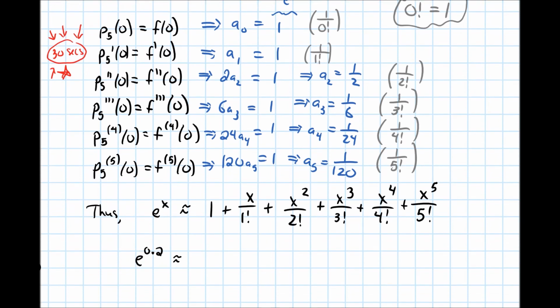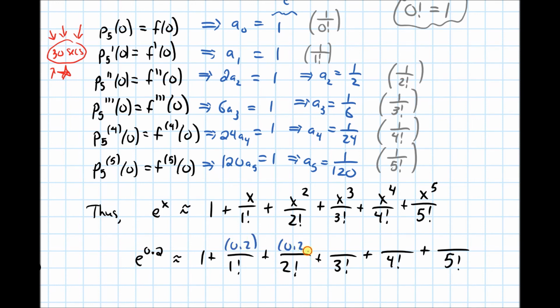So if we plug 0.2 into this, let me just go ahead and copy down all the denominators. So all the denominators, let's just write these quickly. And then let me go ahead and plug in 0.2 into the numerators. So this is going to be 0.2. This will be 0.2 squared. This will be 0.2 cubed, 0.2 to the 4th, and then 0.2 to the 5th.